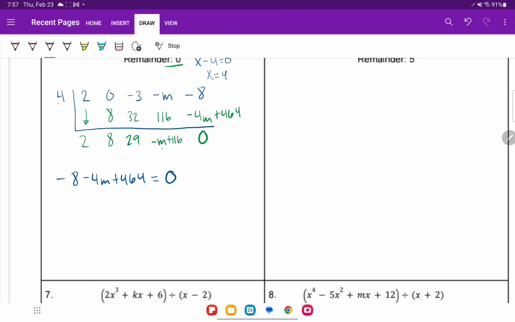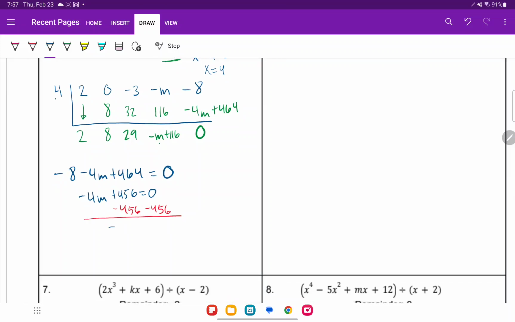So I can combine negative 8 and 464, which is going to be negative 4m plus 456 is equal to 0. We're going to go ahead and subtract this 456 to the other side. And that's going to give us negative 4m is equal to negative 456. And last, to solve for m, we're going to divide by negative 4. And here we get m equals 114.